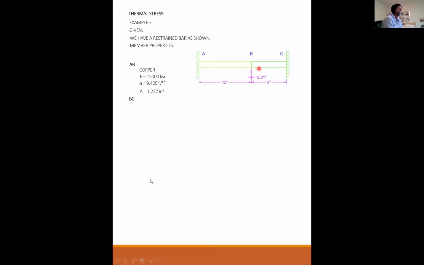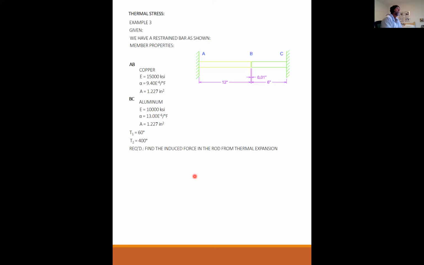From B to C, we are dealing with aluminum. Young's modulus is 10,000 KSI. Alpha is 13 e to the minus 6 per degree Fahrenheit. And the area is the same at 1.227 inches squared. The starting temperature is 60 degrees. Our ending temperature is 400 degrees.